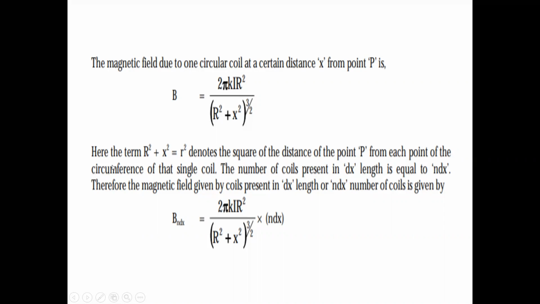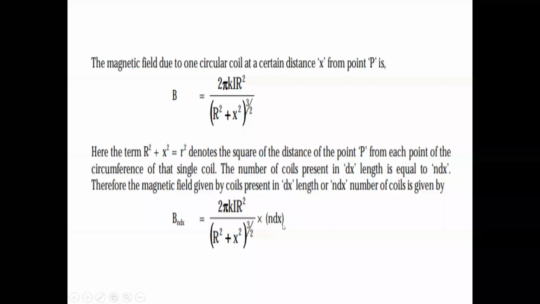But here there is an additional term we have to use. Why? Because there are a number of circular coils. So how many circular coils are there? N number of circular coils are there.